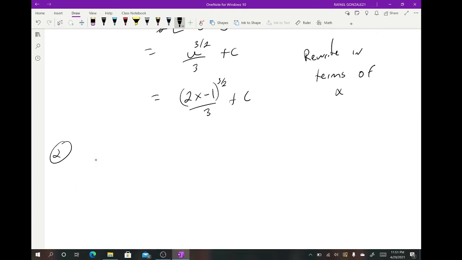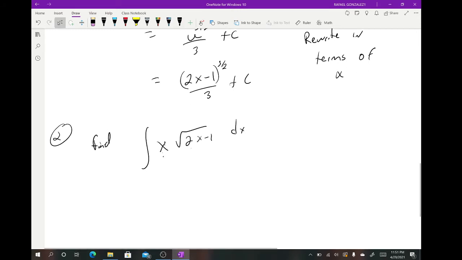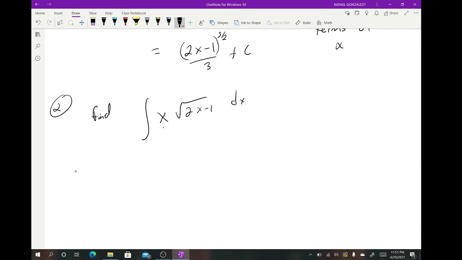All right, let's do another one. Say now we're asked to find the antiderivative of x times the square root of 2x minus 1 dx. This is going to be a little bit different, because now notice that we have a variable on the outside. So we have a variable times the radical, or a function times the radical. In this case, our u, our inner function, is still 2x minus 1. That's still going to be our inner function. Our outer function, our f of x, is still radical x.